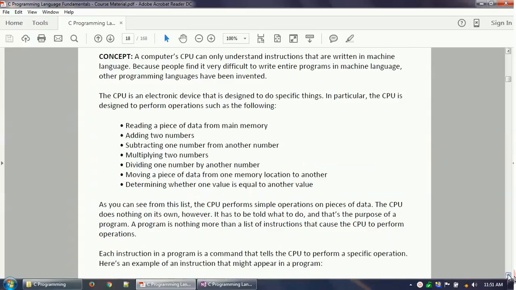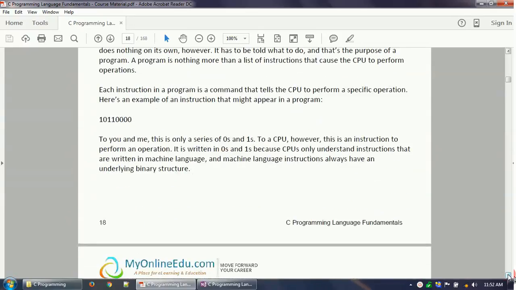Before going into the details, let me explain a few things. As you know from our earlier video, a computer understands only 0 and 1, which is in the form of binary. So whenever the CPU performs an operation, it performs it based on an instruction, right?